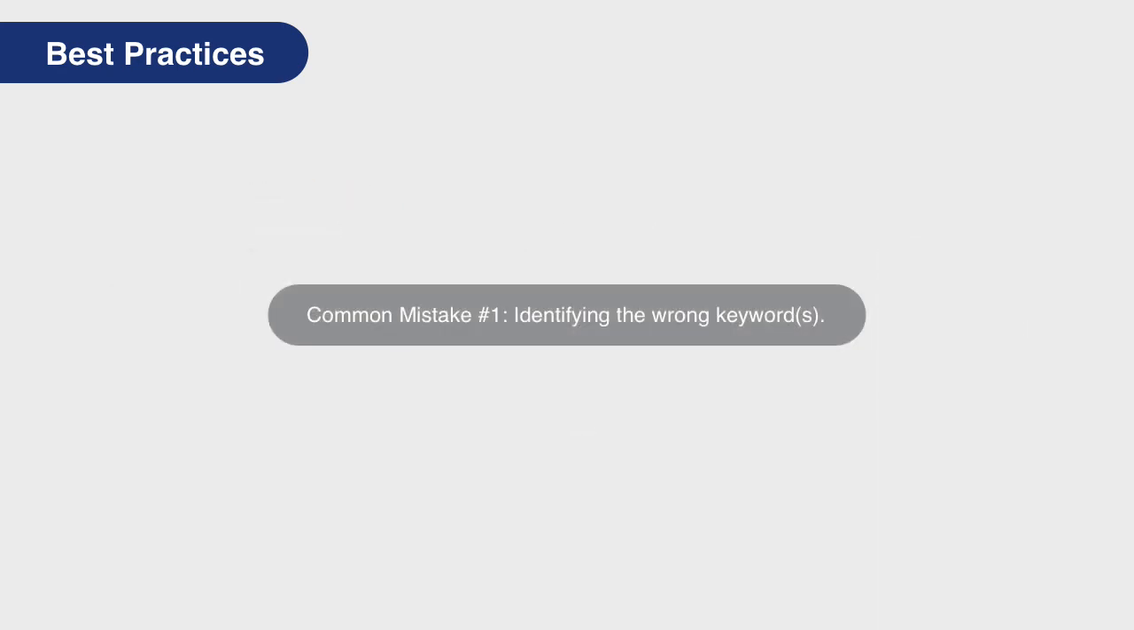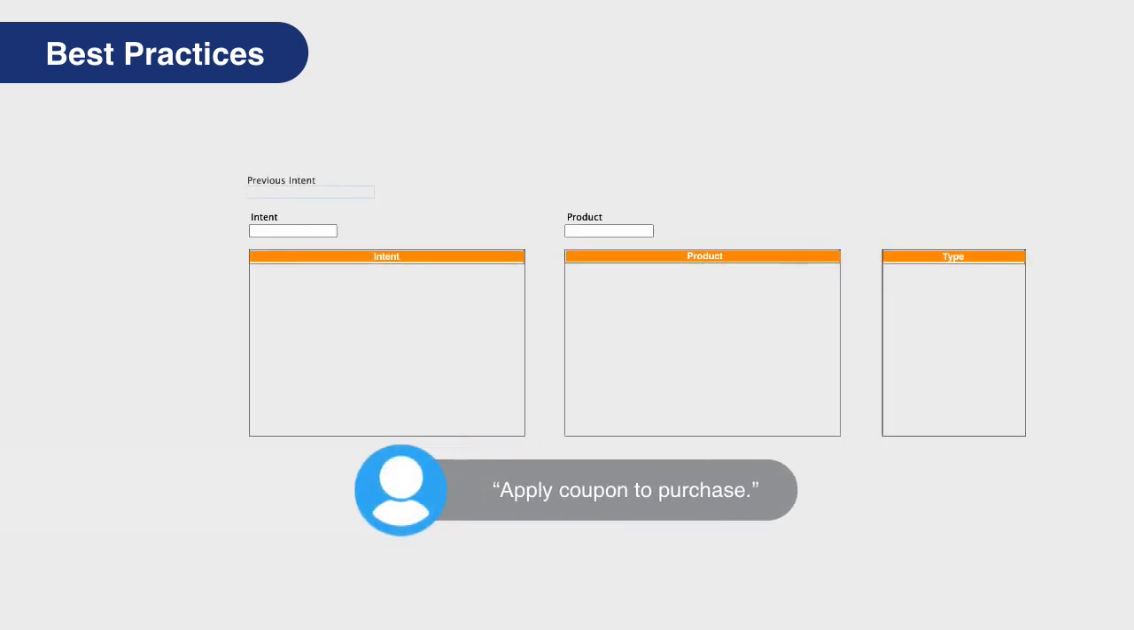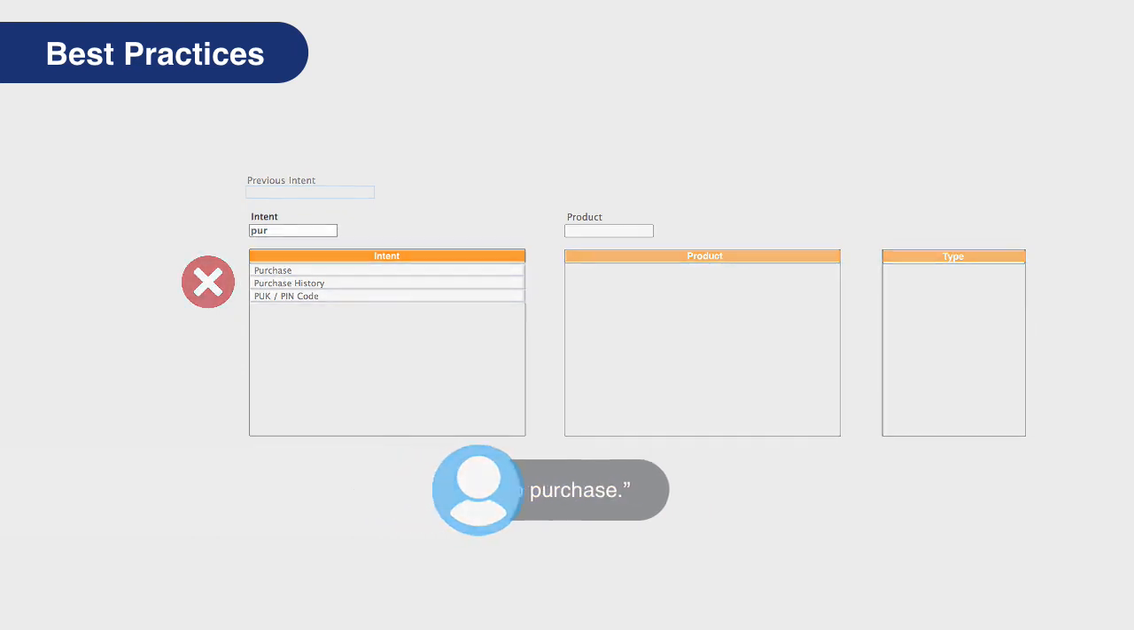One common mistake when using a dynamic search box is identifying the wrong keyword in the caller's utterance. For example, if the caller says, "Apply coupon to purchase," the correct keywords are apply and coupon. If the analyst identifies purchase as a keyword instead, it results in incorrect entries being displayed in the dynamic search box, which prevents the analyst from handling the utterance correctly.